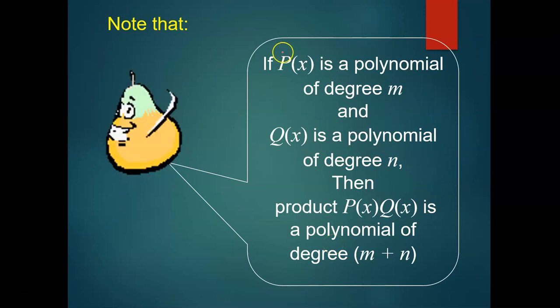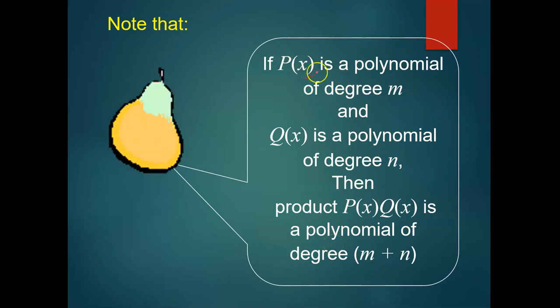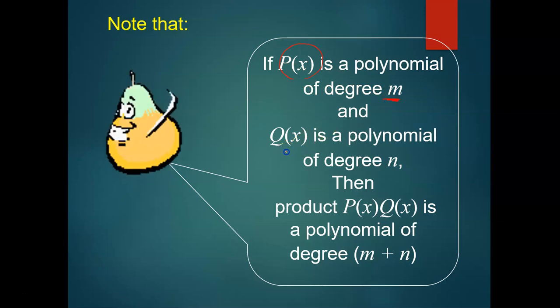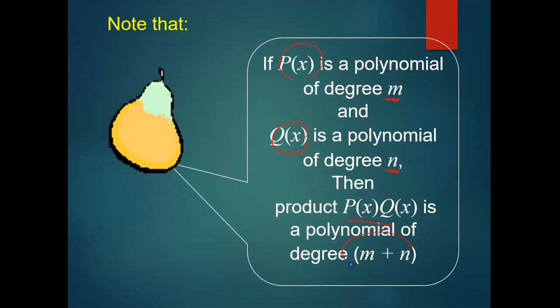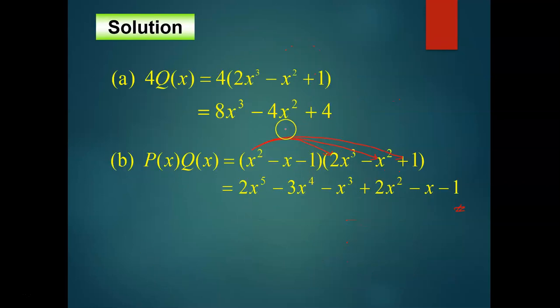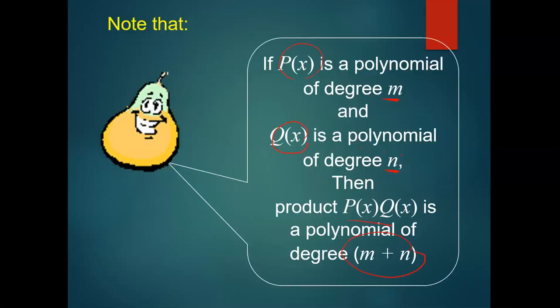Now please take note that if your polynomial p(x) is of degree m and your q(x) is of degree n, then the product of these two is a polynomial of degree m plus n. For example, like this one, p(x) is a polynomial of power 2, q(x) is power 3. So the product of these two must have the addition of these two powers. 2 plus 3 is 5. That's why you have a polynomial of degree 5.